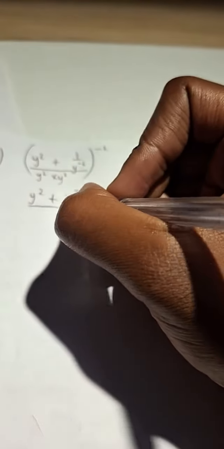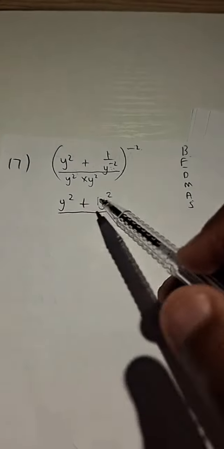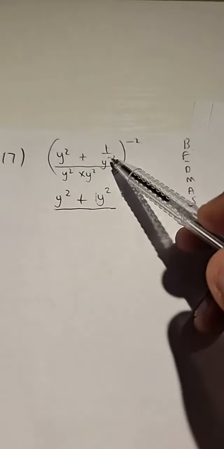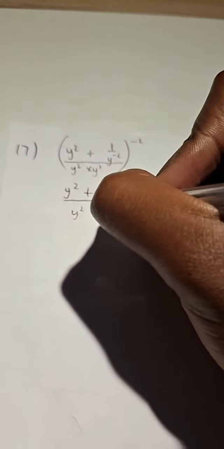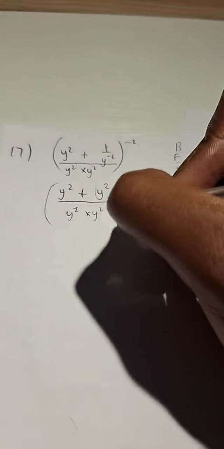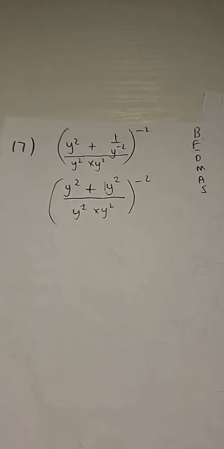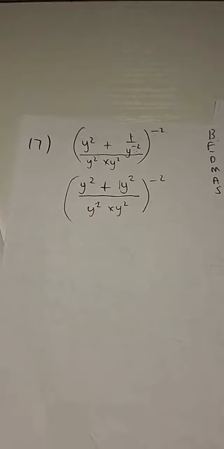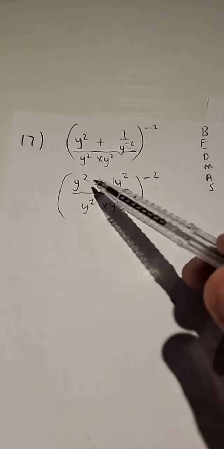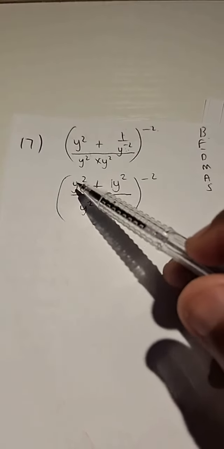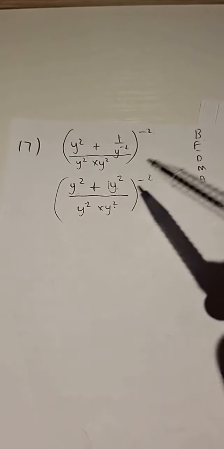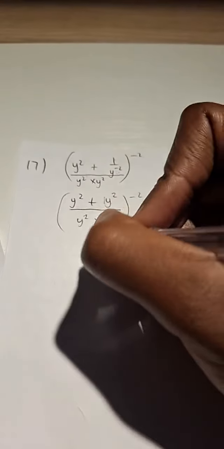So y squared plus y squared is what we can then write in the numerator. Then we have y squared times y squared. That's fine. y squared times y squared, all raised to the power negative 2. Do you see how simple this thing becomes now? Then still we are looking in our numerator. We now have like terms. Hey, like terms. Like terms are easy, guys.